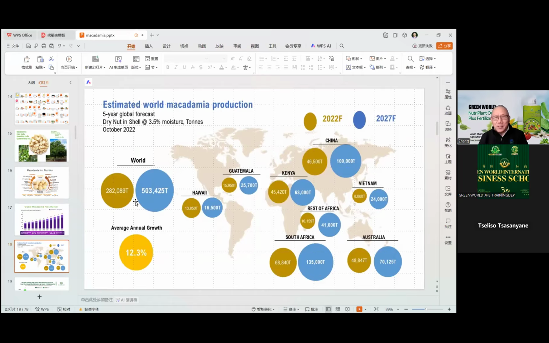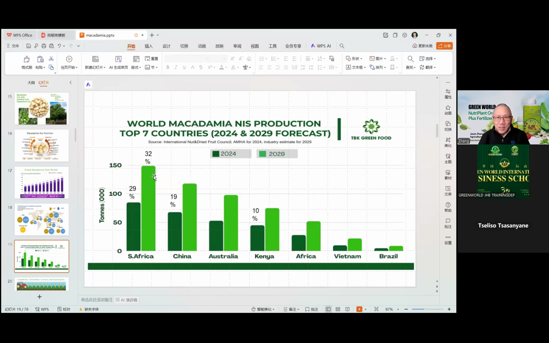South Africa consists of about 29% of the nuts. This is for the future, for 25 years or 3 years later, will become 32% of the world. China is second largest. In Africa, Kenya is huge too. So you see the top producers, except Australia, except China, all are in Africa, have a bigger market there.